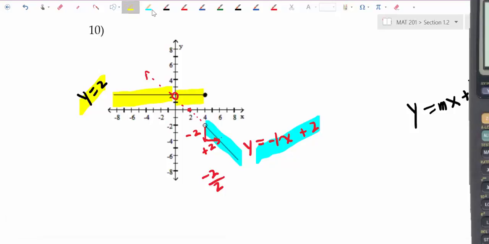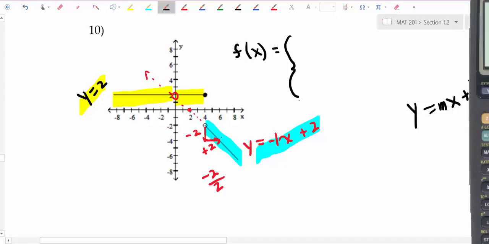Okay, so the way you write this is you write it like this. You say f of x, then you write your brace. The first function, you're going to say 2, comma, x is what? Less than or equal to 4. Okay, that's the boundary right there. See, 4 is where it all comes to an end. 4 is where that break is. So since it's a solid bubble, you say x is less than or equal to 4 like that.